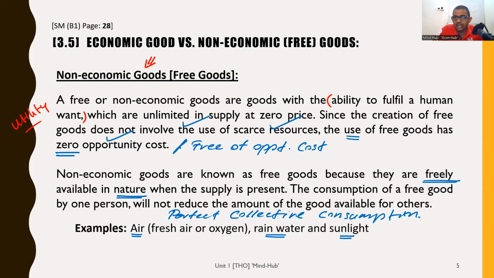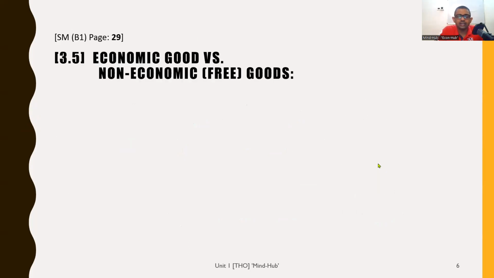During night time, you can't say sunlight is available unlimited. No. Then we have to artificially create it. That's an economic good. When you want to play a day and night match or something like that, that's different. But during daytime, it's there. Rainwater, also the same way. So are we clear? Yes, let's move on.